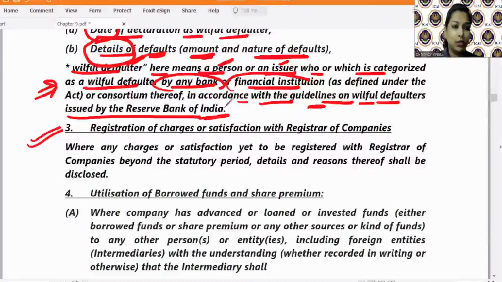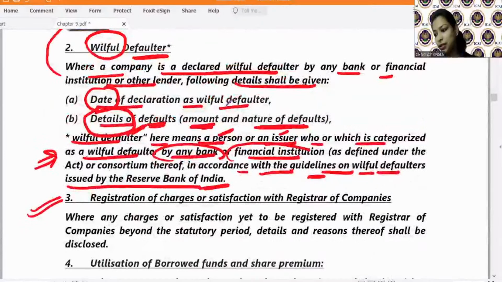Okay? So yes, it will include. Because it is applicable to a company where, see, we are now talking about Division 1, the companies to which Ind AS is not applicable. There are certain reporting requirements with respect to Division 2 and Division 3 also, but in your syllabus, you have Division 1 only, that is, the companies to which Ind AS is not applicable. Clear?